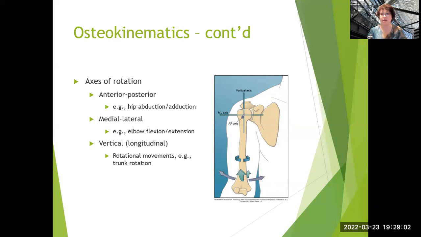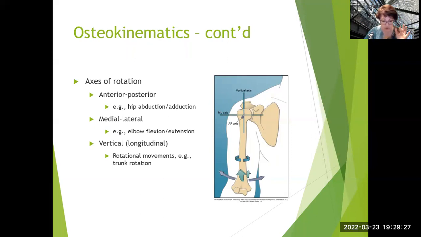So you can take your pencil or your knitting needle and put it through your joint and say, which direction does it go? Does it go anterior, posterior? Does it go medial lateral? Does it go vertical or longitudinal? So those axes are perpendicular to the plane. And we're going to practice this a lot in lab, and hopefully it makes sense to you.